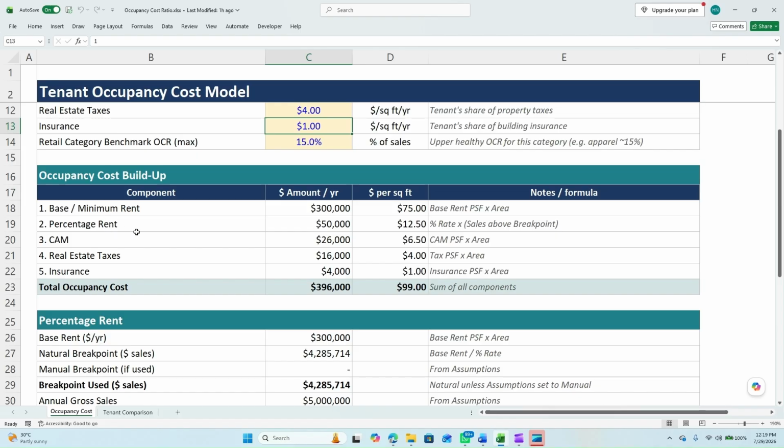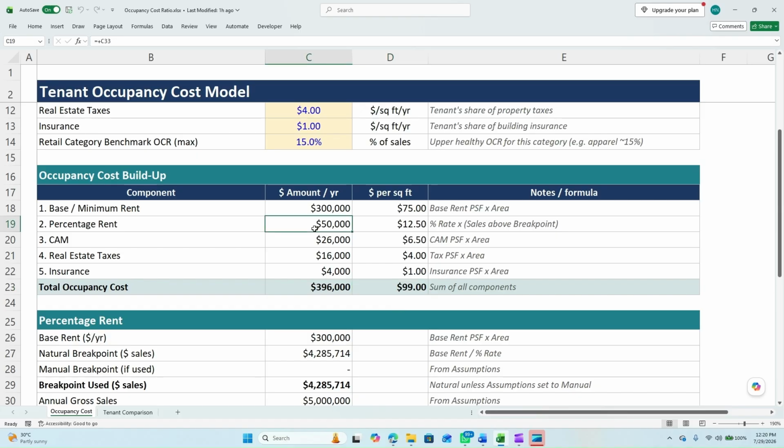Now the occupancy cost builds up by simply adding up all the components of payouts from tenant to the landlord, which starts from base rent, includes percentage rent, and all the recoveries that are paid by tenant to the landlord. Now this lease may have a headline rent of $75 a foot, but it translates to an occupancy cost of $99 a foot, which is a more relevant number to understand a feasibility of a lease.